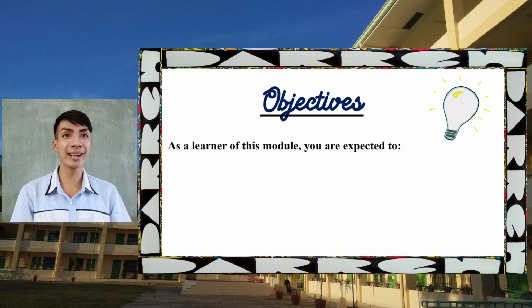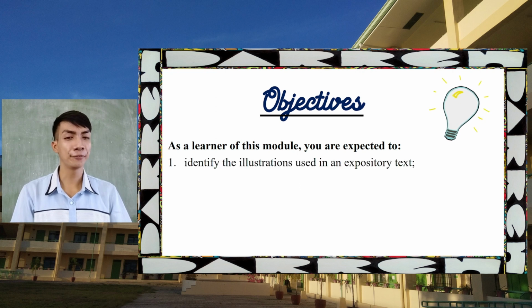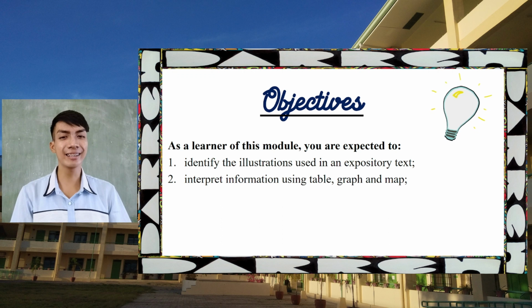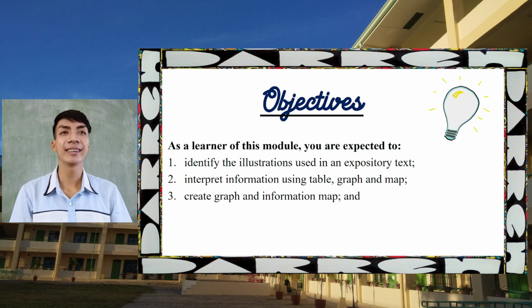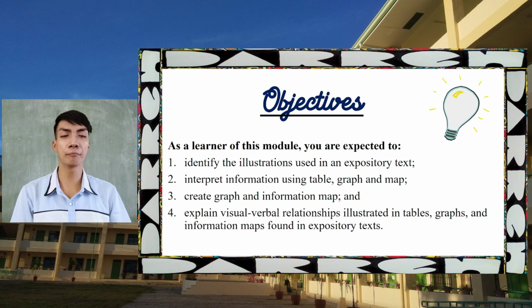Here are our objectives. As a learner of this module, you are expected to, first, identify the illustrations used in an expository text. Second, interpret information using table, graph, and map. Third, create graph and information map. And lastly, explain visual-verbal relationships illustrated in tables, graphs, and information maps found in expository texts.